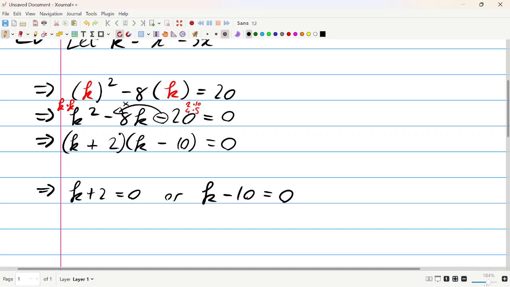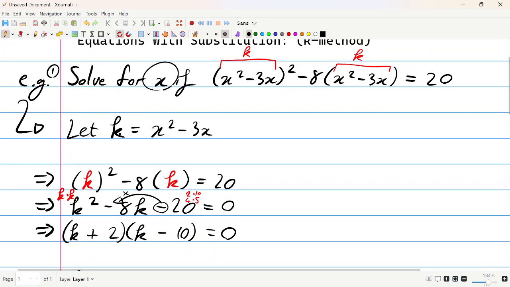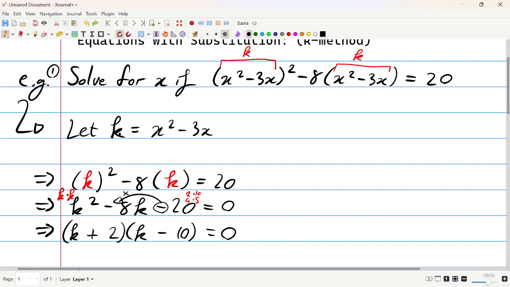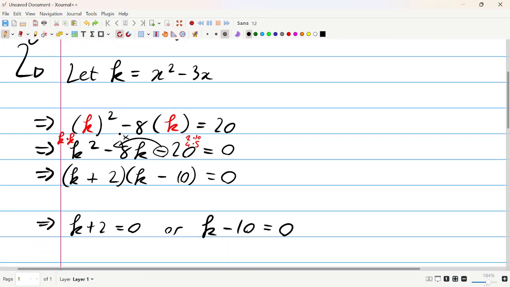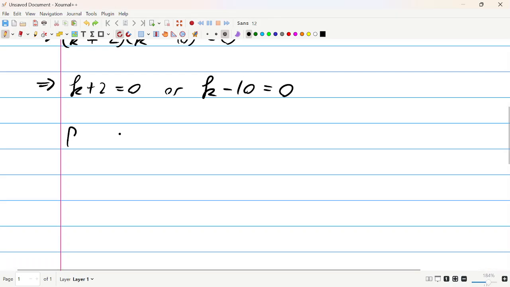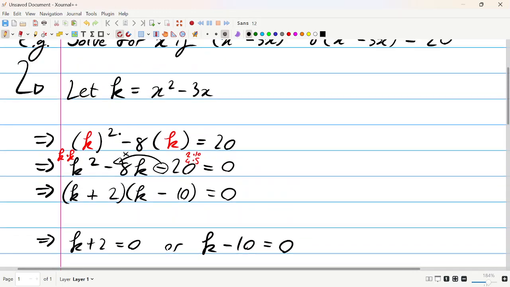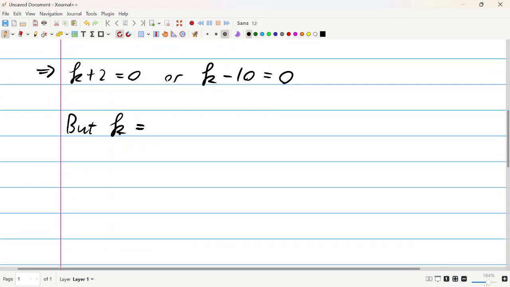Now you can solve for k at this point, right? You can solve for k. But what is the question actually asking you to do? It says solve for x. So we're not solving for k. So what is k equal to? And this is in your solution. You can say, but k is equal to, what do we say? x squared minus 3x.